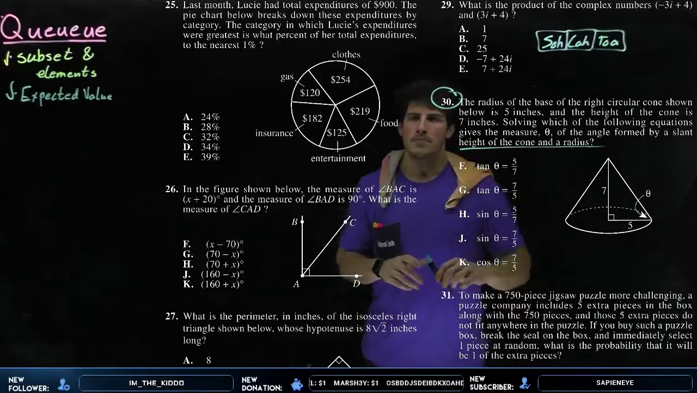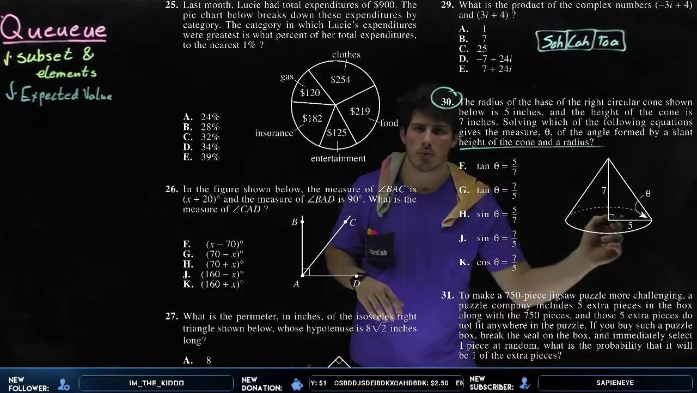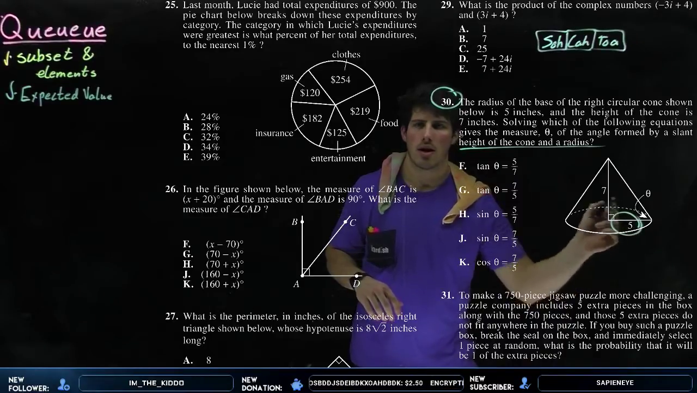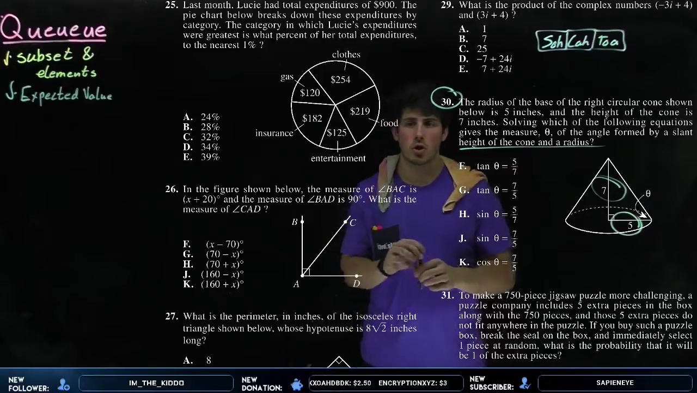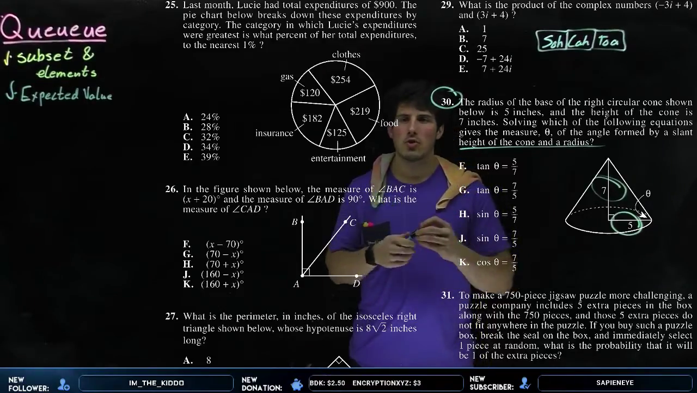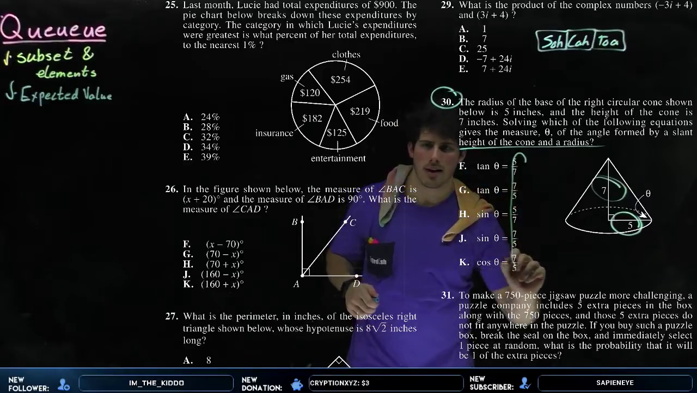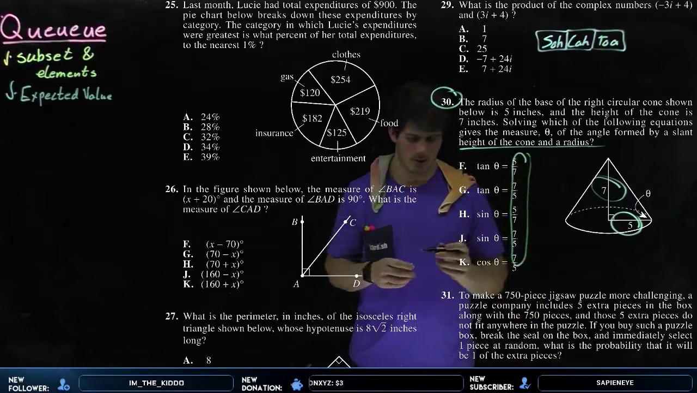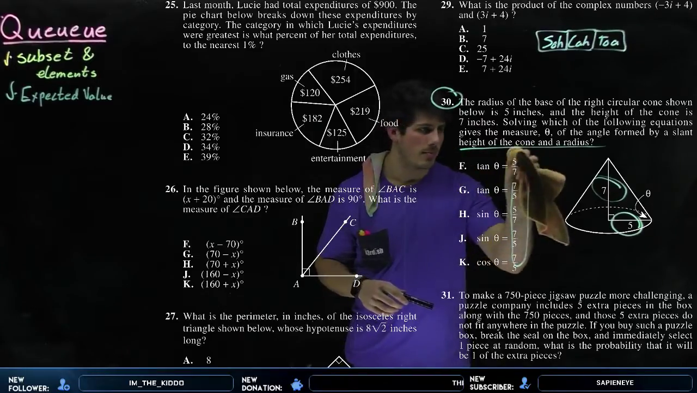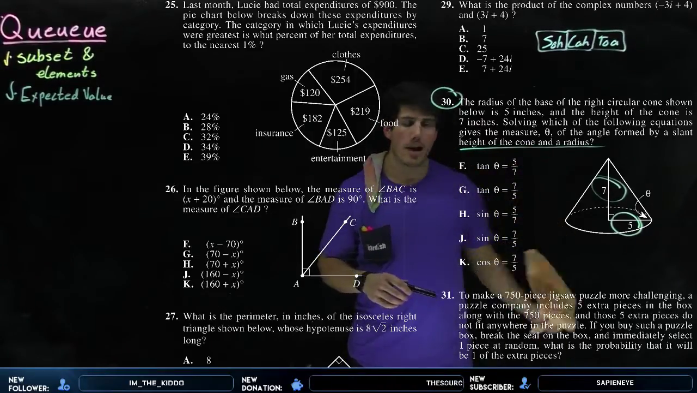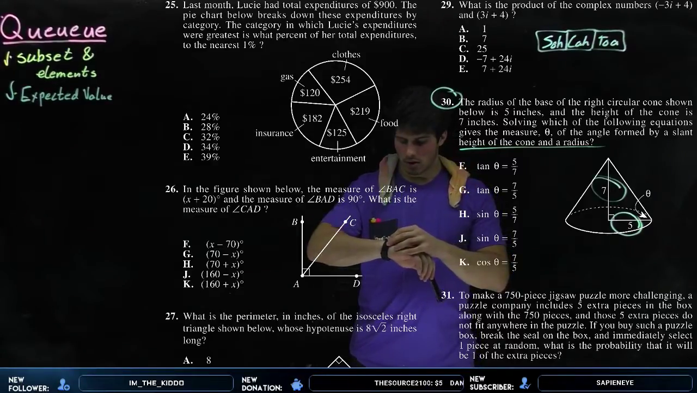But what they're asking for is just the radius, which is 5, and the height, which is 7. So we need to have 7 and 5 there. Those are the two legs we need to use. And you can see all of these right here. All of them have 7 and 5 in it.